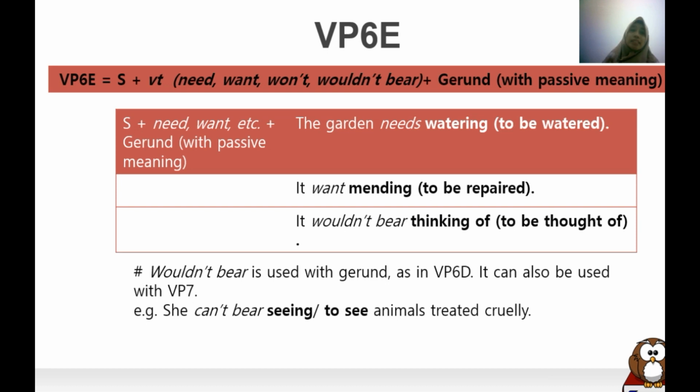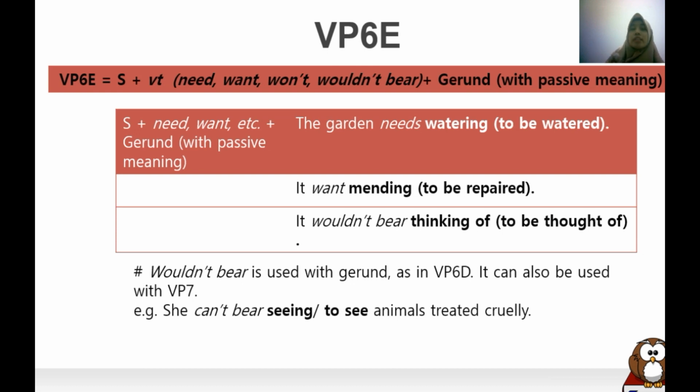Next, we have VP6E. The formula is subject and then VT, but the VT here is used only with some verbs like need, want, won't, where want stands for will not, and wouldn't bear. Plus gerund, but here the gerund has a passive meaning.